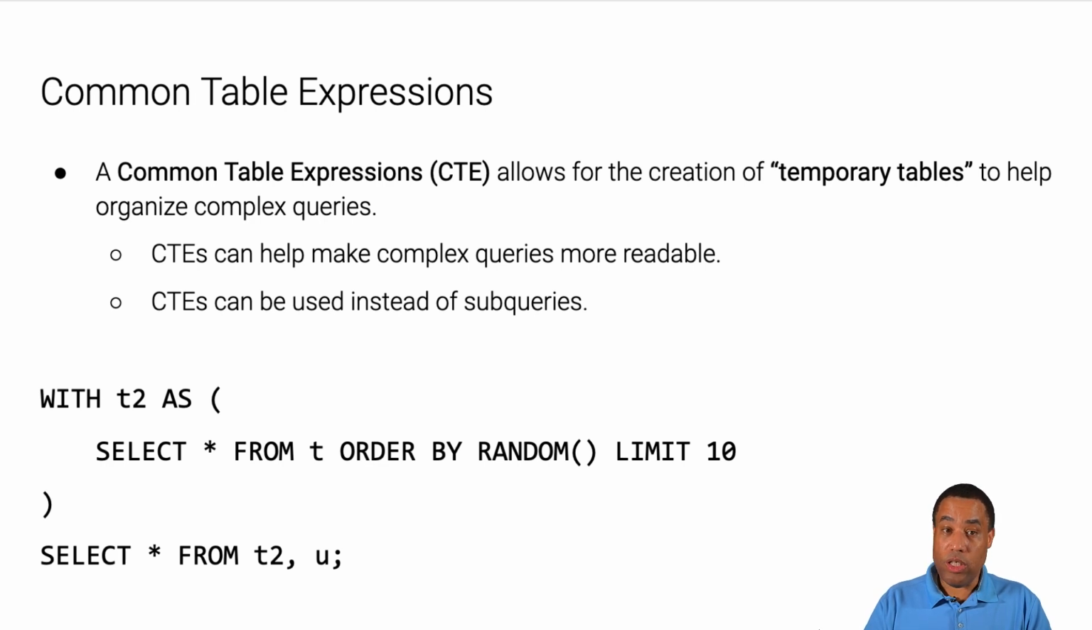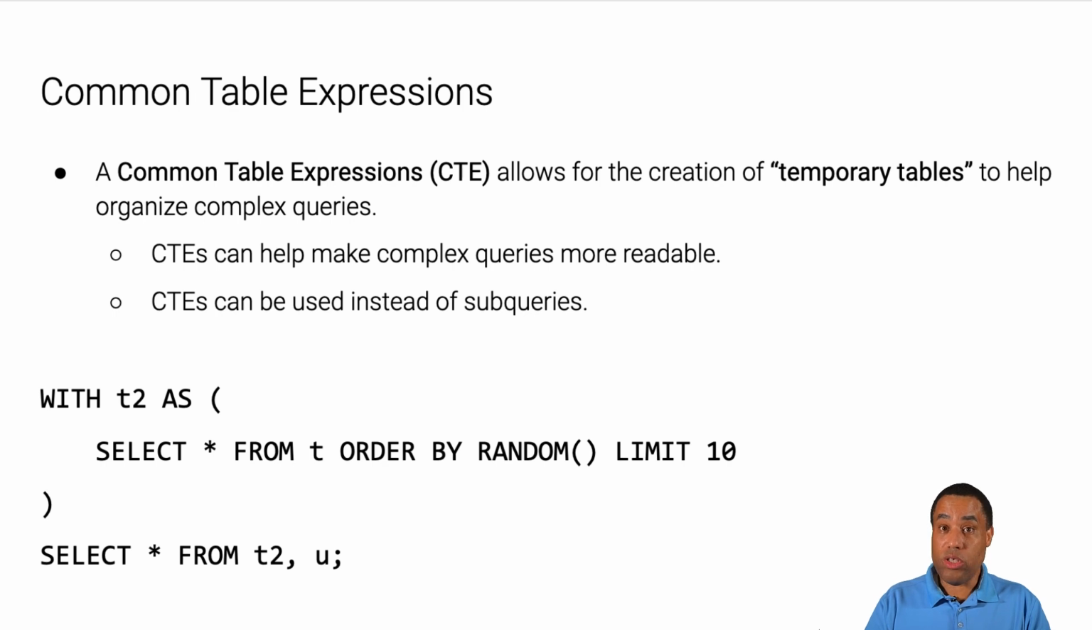So a common table expression allows for the creation of a temporary table, and it's a way to help you organize complex queries. So CTEs can make a complex query much more readable, and they can be used instead of subqueries. So let's create a temporary table. So our first statement here, with T2 as, and then the subquery, will create the temporary table T2. So here what we're going to do is we're going to select star from T, ordered by random, limit 10. So we're going to pick 10 random rows from T. So that's T2, our temporary table.